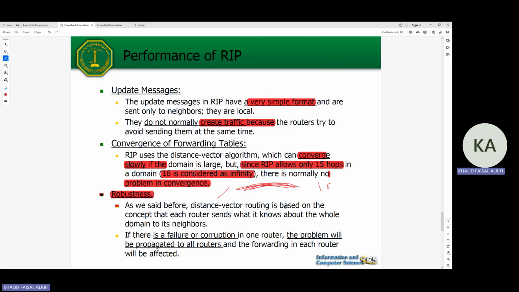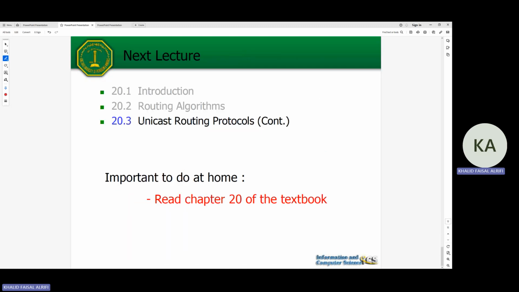As we said before, this distance vector routing is based on that concept. Okay, if there is a failure or corruption, the problem will be propagated to all routers. So whenever there is a cut or something, all of the routers will know, because they are continuously sharing all of their forwarding tables between each other. And this is for part 2.